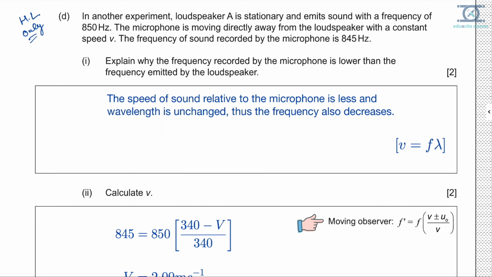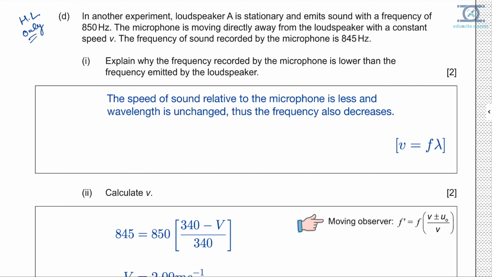In another experiment, loudspeaker A is stationary and emits sound with a frequency of 850 Hz. The microphone is moving directly away from the loudspeaker with a constant speed V. The frequency of the sound recorded by the microphone is 845 Hz.